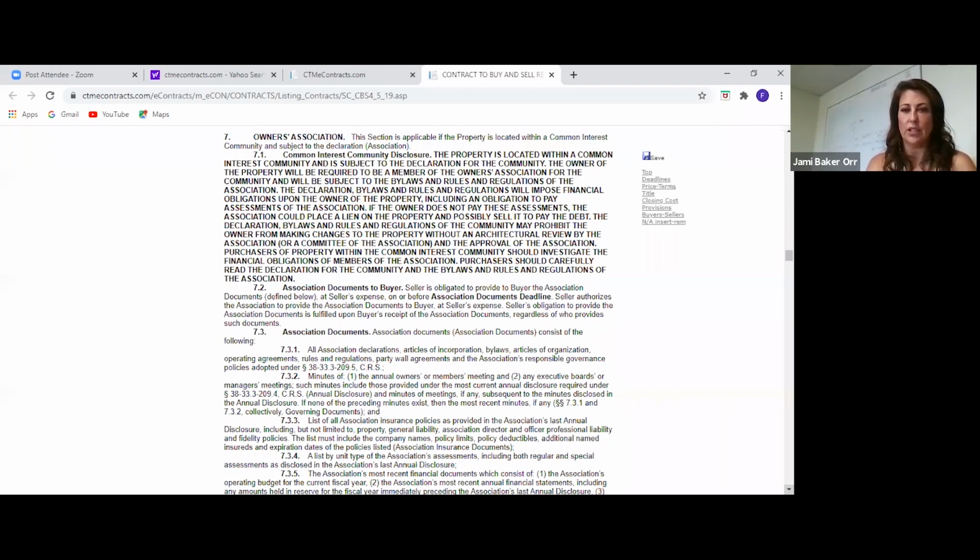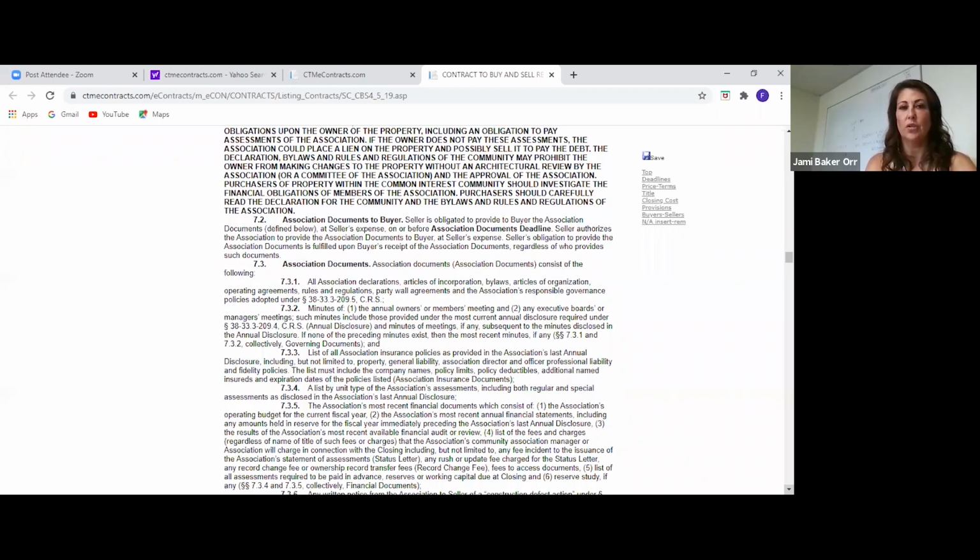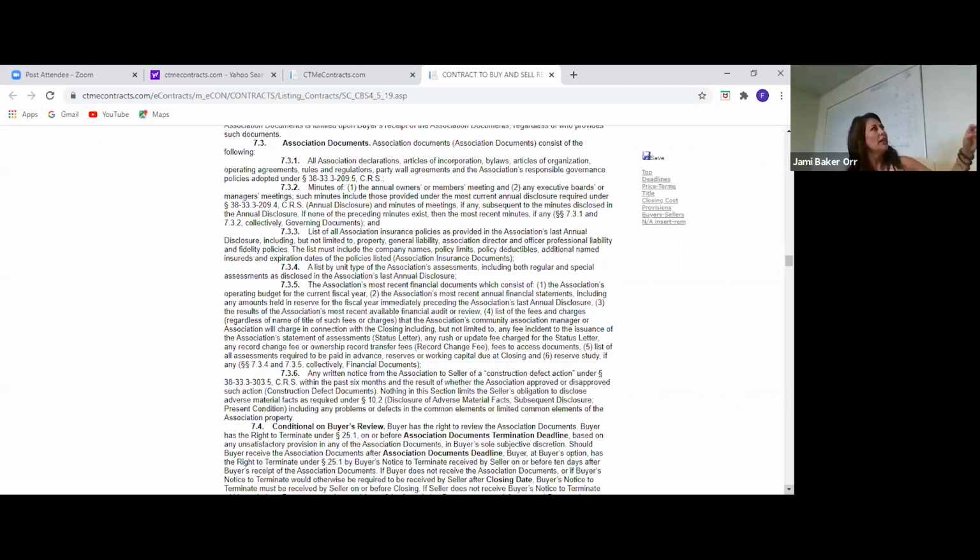And then the association documents. So this is the list of everything they need to give you. So what we do is we just highlight this whole area and we send it to the seller saying, this is what's required in your contract for us to meet that deadline, so that they can go off. So all the rules, declarations, articles, bylaws, articles of organization, operating agreements, minutes, the insurance policies.